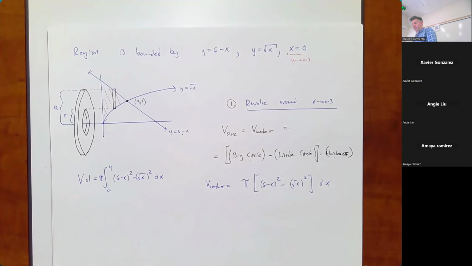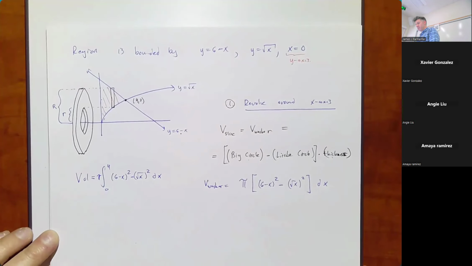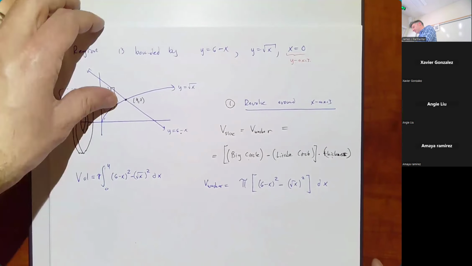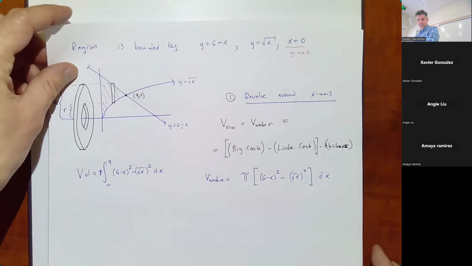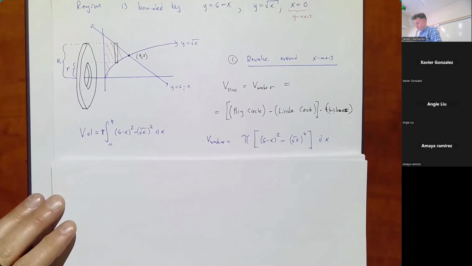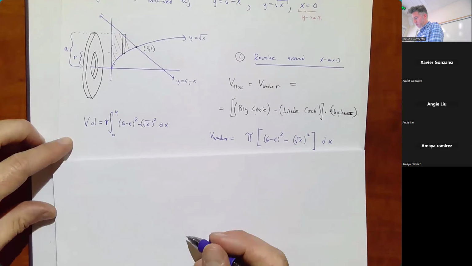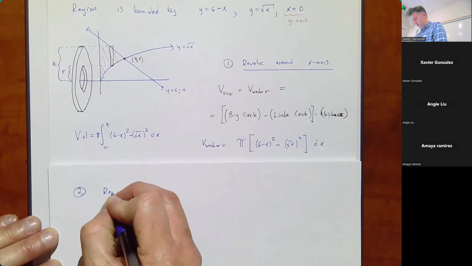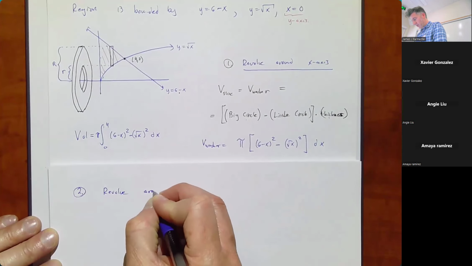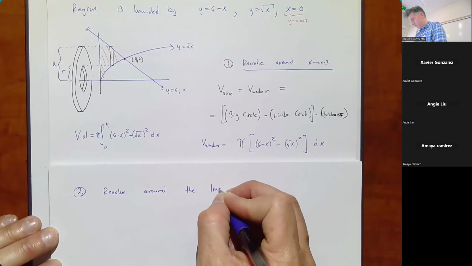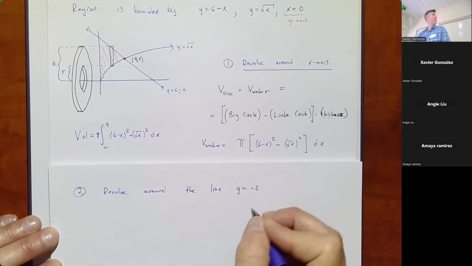Yeah, I need another page for this next one. What if instead, I really would love, I want to not draw it again, but I kind of have to draw it again. So what if instead we wanted to revolve, it's like here. Now we're going to revolve around the line y equal to -2.